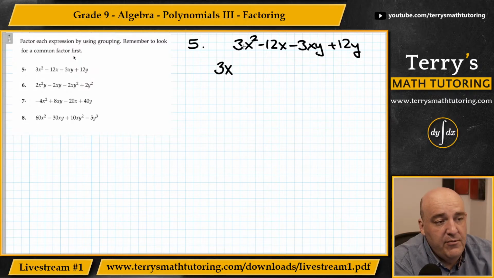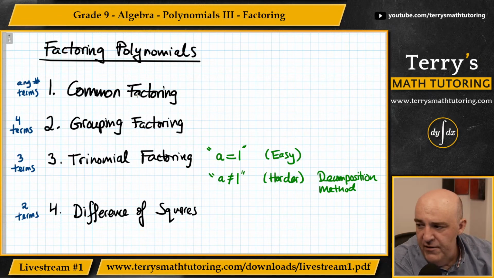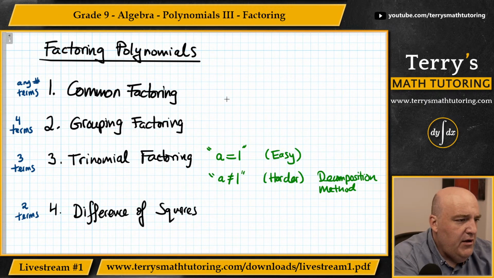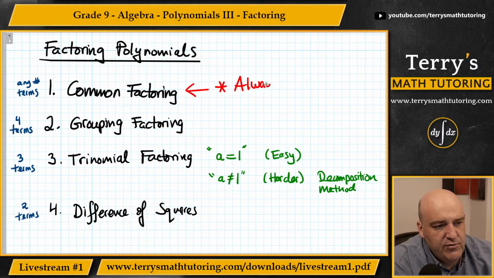Oh, I'm sorry, I'm wrong. I forgot to read the directions. Remember to look for a common factor first. There's actually a common factor here that we could pull out first. Now, this brings me back to the very first page, and I want to make an important comment: whenever you do any of these kinds of factoring, you should always try to do this one first, okay?